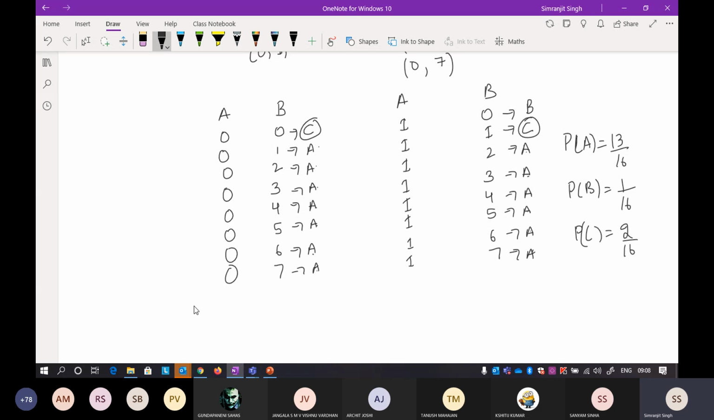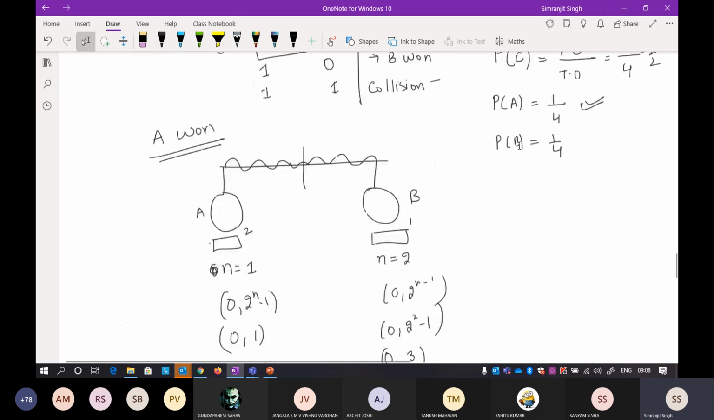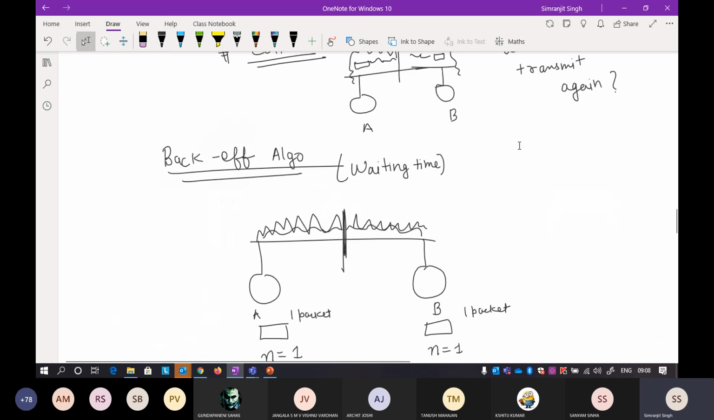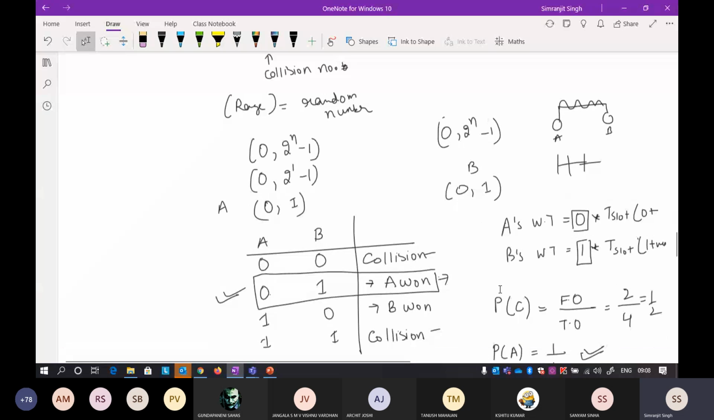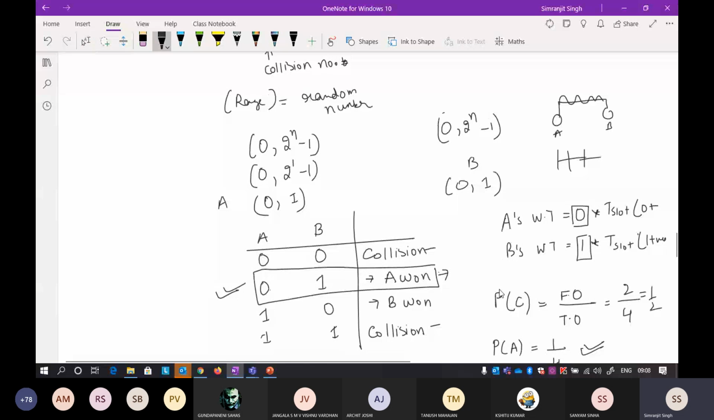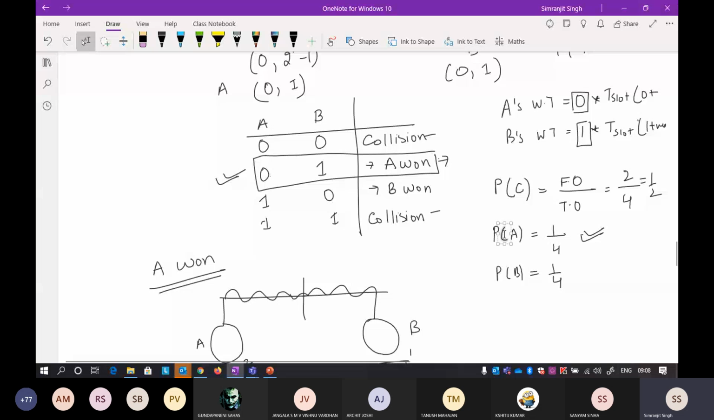If you see here, the backoff algorithm has one drawback. The drawback is that if a particular packet has won one time, the next time its chance of winning the race again will be further increased. Check here, if I start from the first case of the backoff algorithm, the probability of winning of A and of B is very similar, that is 1 by 4 and 1 by 4.